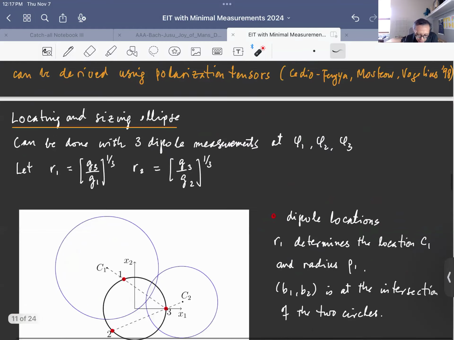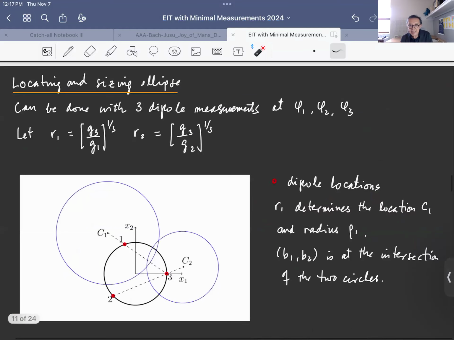So I will now focus on locating and sizing the ellipse first. If you think about this problem, if you just want to know the center of the ellipse and its size, locating the center is like a process of triangulating, right? If you have three measurements, you should be able to triangulate and locate where the center of that green blob is. And in fact, that's the case.